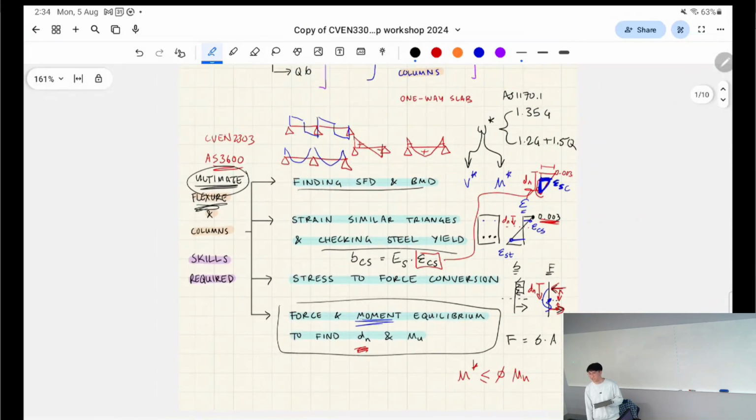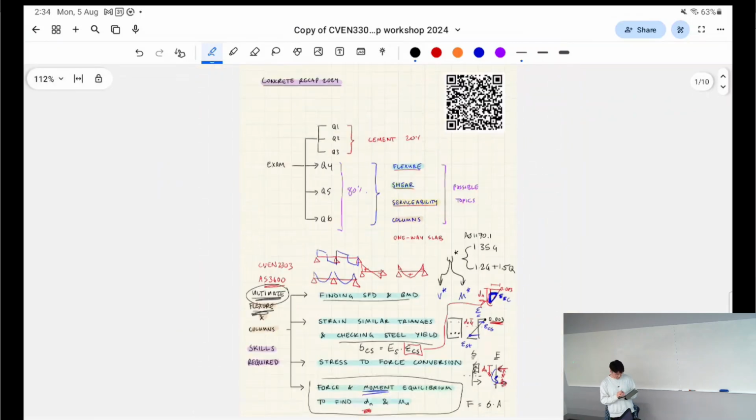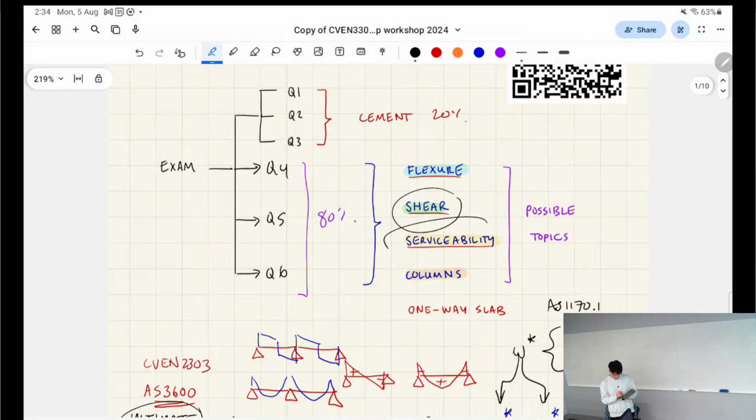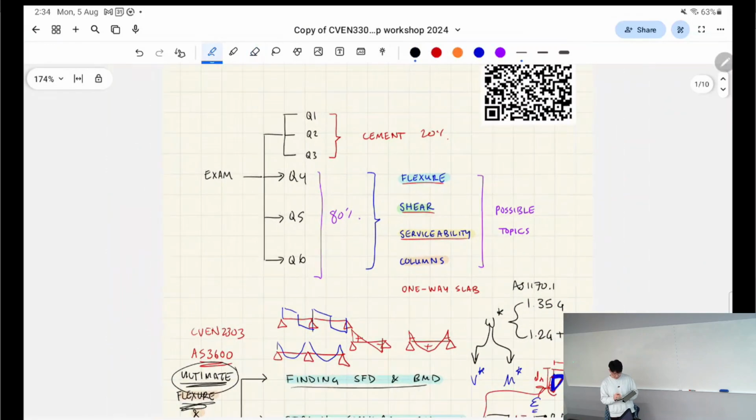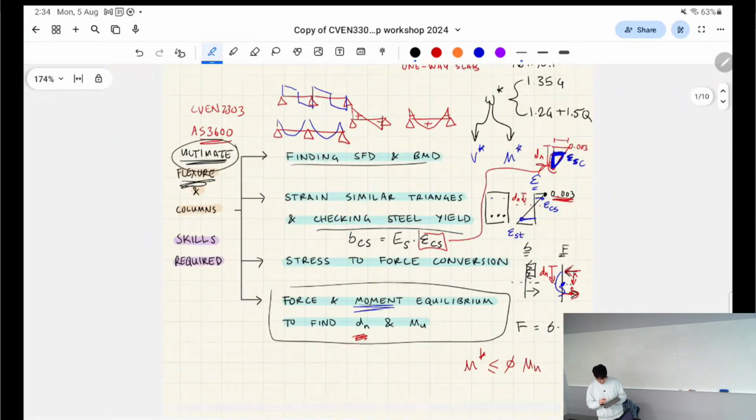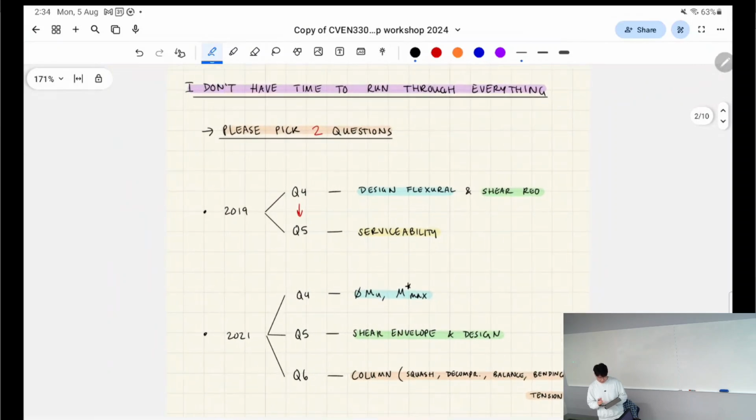Okay, it'll make more sense as we go through examples, but this is just covering flexure, and we apply these kinds of methods to columns as well. Optionally we can also go through shear, or serviceability, whatever, but I only have time for two questions, because they're quite long and I want to go through them properly. So I'll tell you all the options.